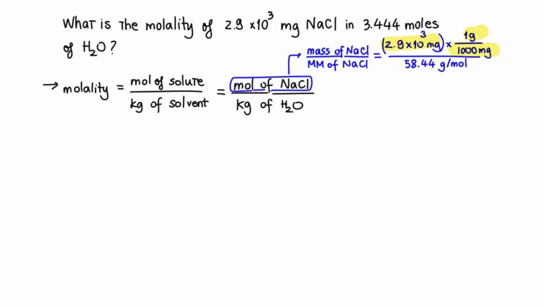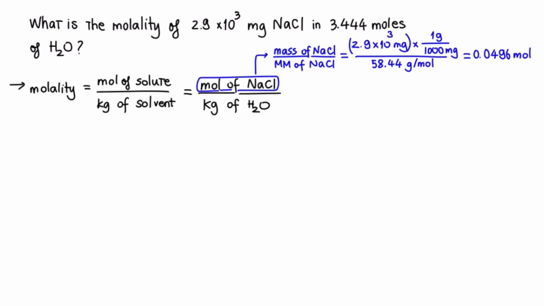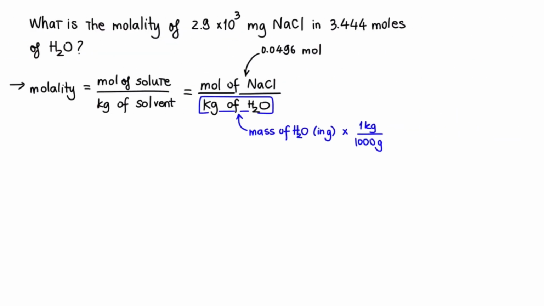And then all of that over 58.44 grams per mole. Calculating this will give us the value of 0.0496 mole of NaCl. Once we got the value for NaCl, we're just going to note that down right here, and we move on to calculating the kilograms of H2O.